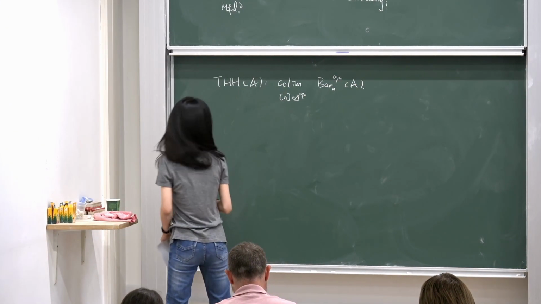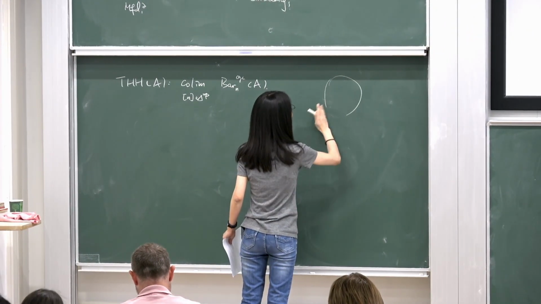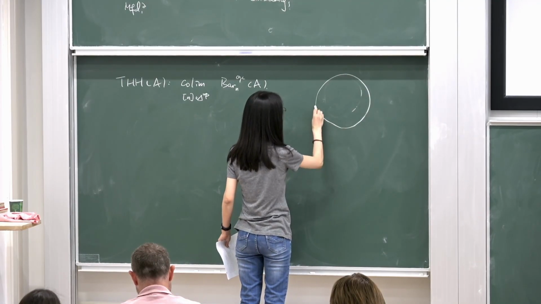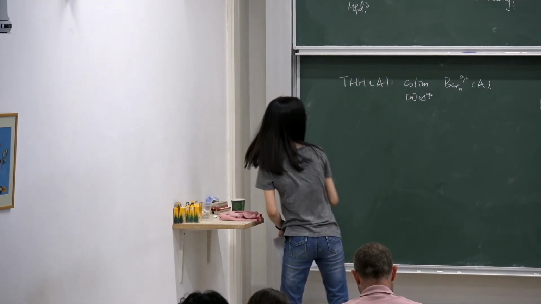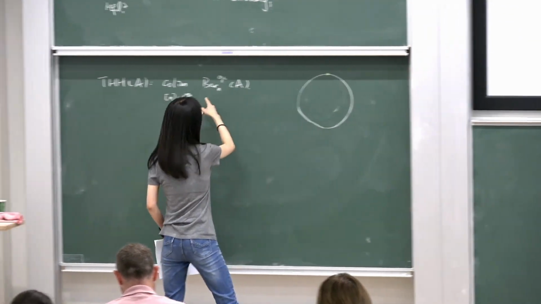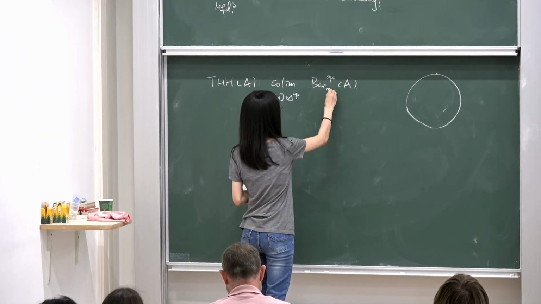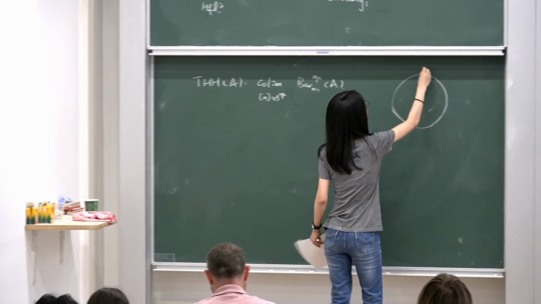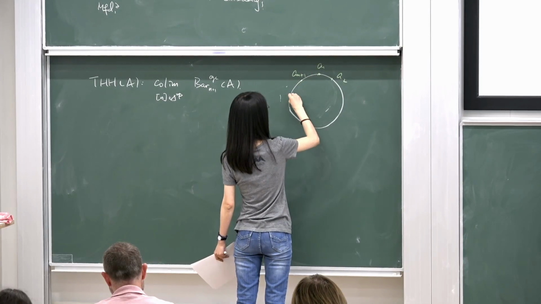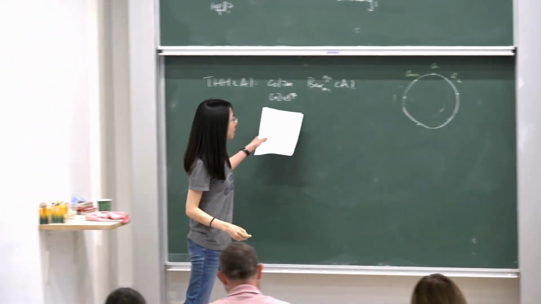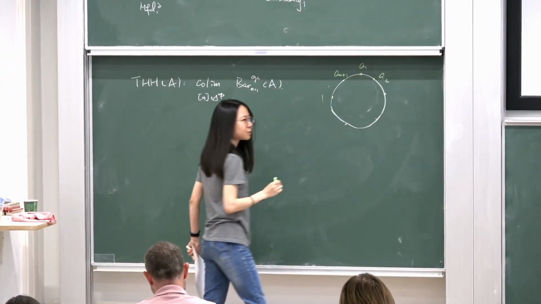Pictorially, the cyclic bar construction can be captured as follows. You have a circle, and a bunch of points labeled by elements in A. Each level of the bar construction is A tensor to the n plus 1, sorry, there's a plus 1 here. So it's going to be A1, A2, all the way around to A_{n+1}. So there are a bunch of points, and the face map in the cyclic bar construction is given by multiplication. You collapse adjacent points using the E1 structure in A.